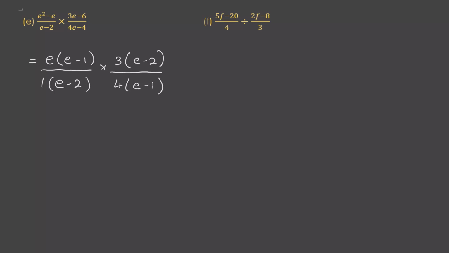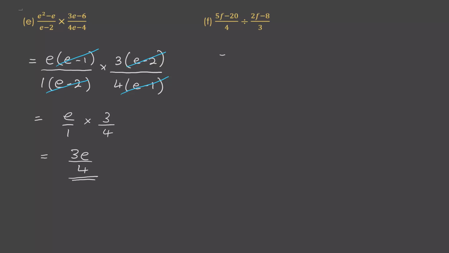That means I can cancel e minus 2 from there and there. And remember, we can do that because it's a factor. We've got 1 times e minus 2, and we've got 3 times e minus 2. And I can do that with the e minus 1s. And so I end up with e over 1 times 3 over 4, which is 3e over 4.